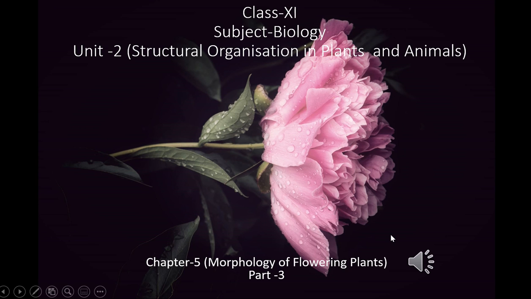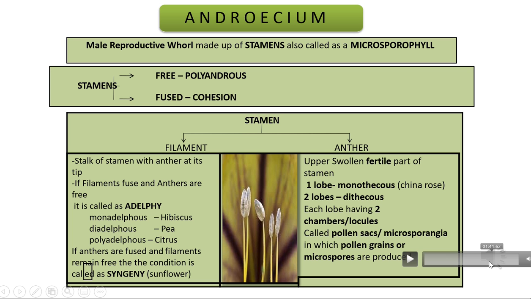Hello students, as you all know, our chapter 5, Morphology of Flowering Plants, is going on, and we will study today androecium and then gynoecium and then placentation. Androecium is composed of stamens.